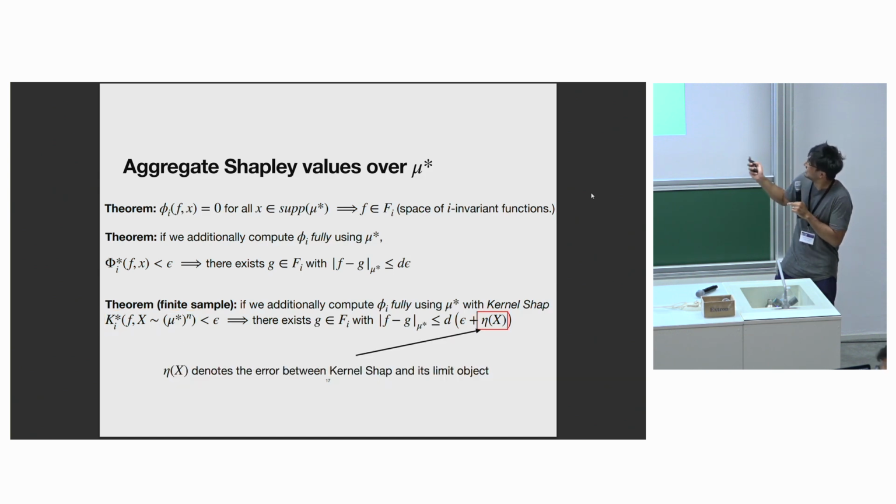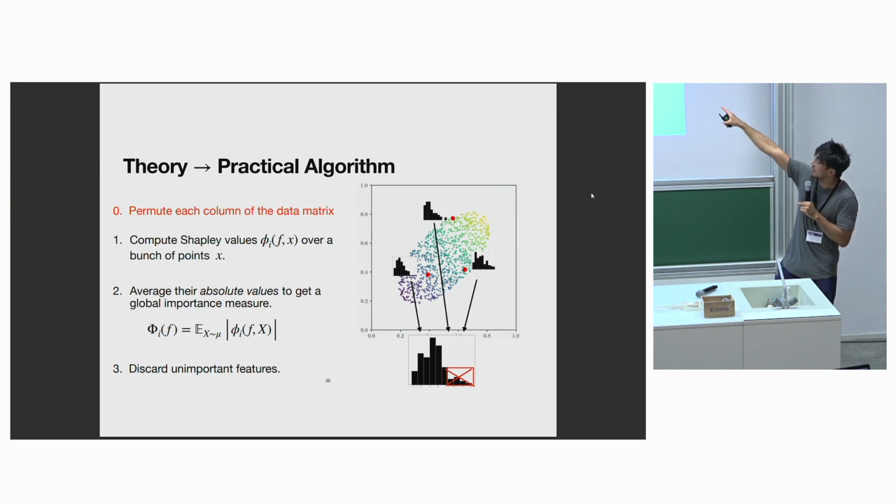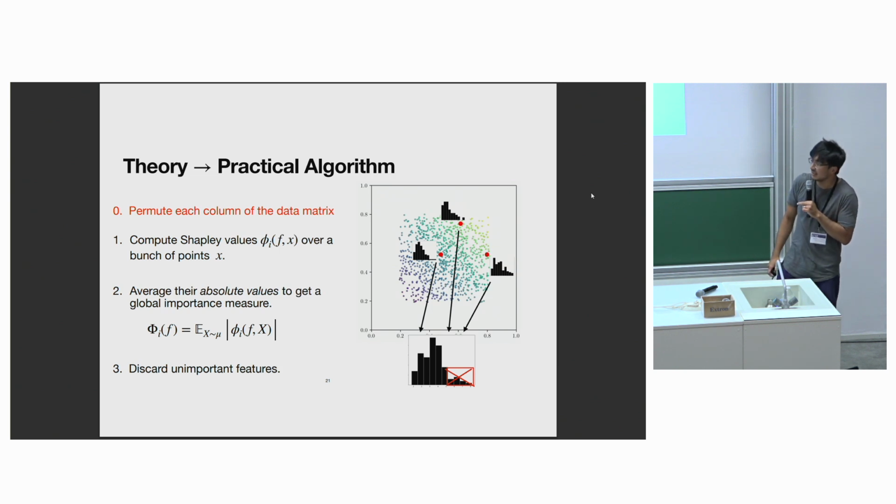So I want to just emphasize what the practical algorithm I'm suggesting we use is. Right now, this is the general pipeline that people use: you first compute SHAP values over a bunch of points, then you average them, and you throw away the unimportant features. All I'm suggesting is we add an extra step, which is we permute each column of the data matrix, and then we do the exact same thing. If you permute the data matrix, you get a new set of data that looks something like this, and now you just do the same thing, and this works great, apparently.